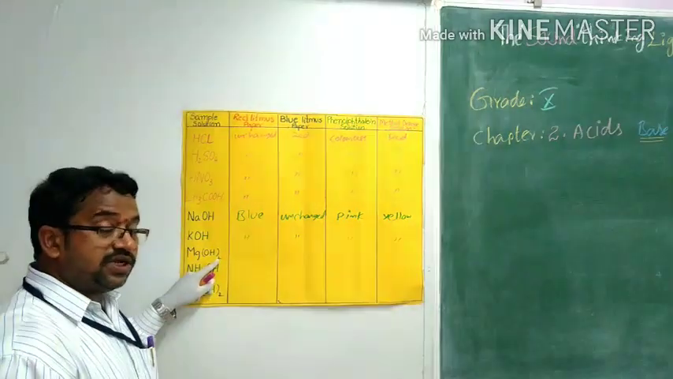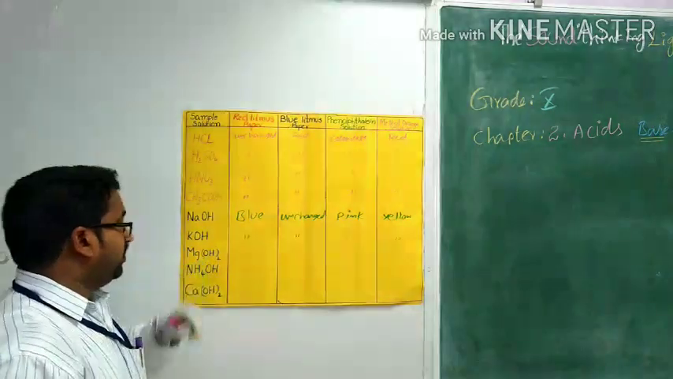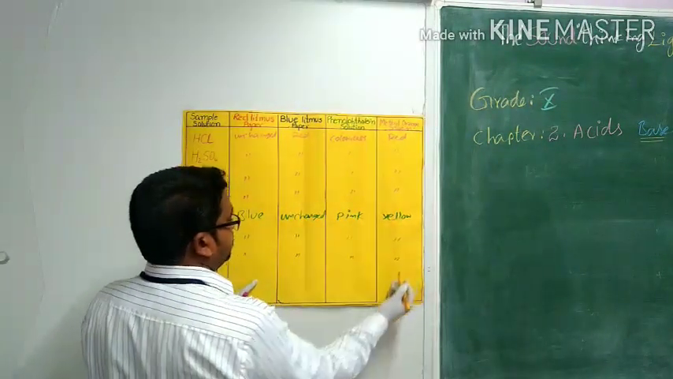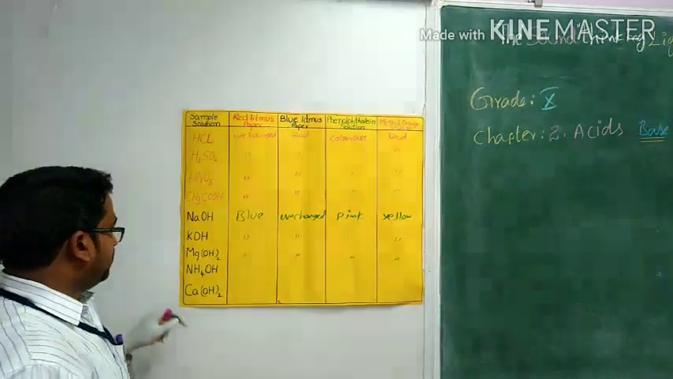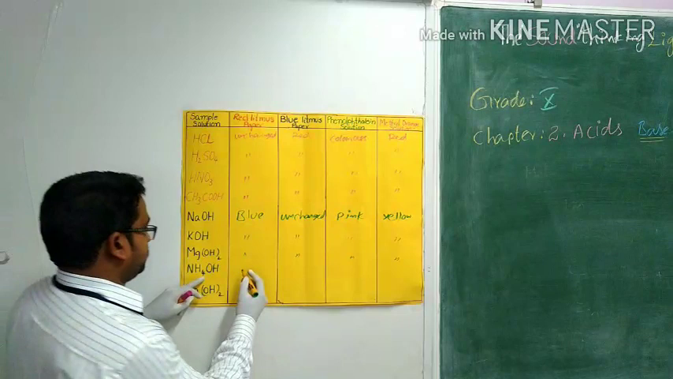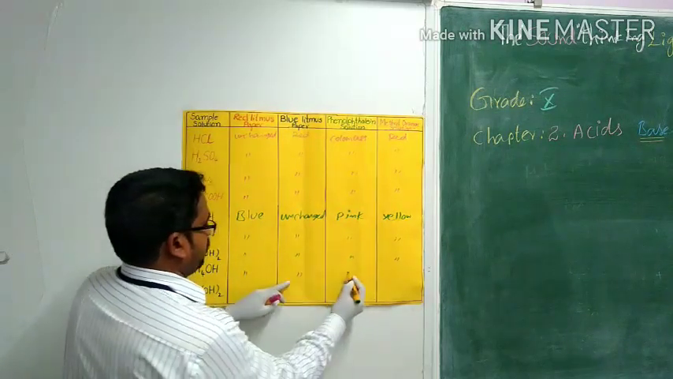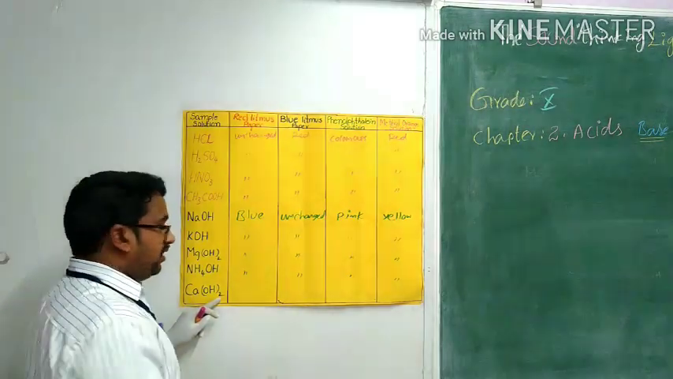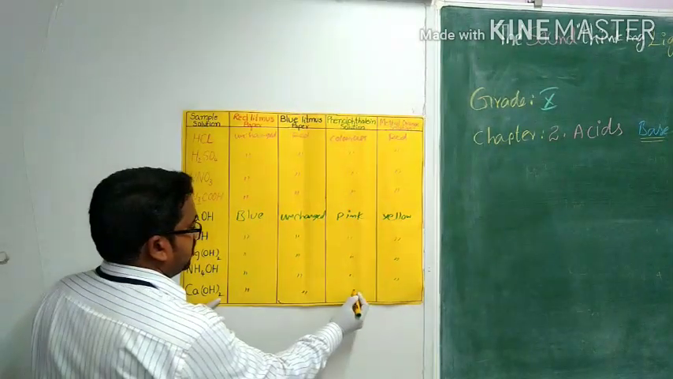Magnesium hydroxide. What is the other name of magnesium hydroxide? Yes, milk of magnesia. Where are we using that? Antacid tablets. Ammonium hydroxide is a weak base. Right. Calcium hydroxide, slaked lime, is also like this.